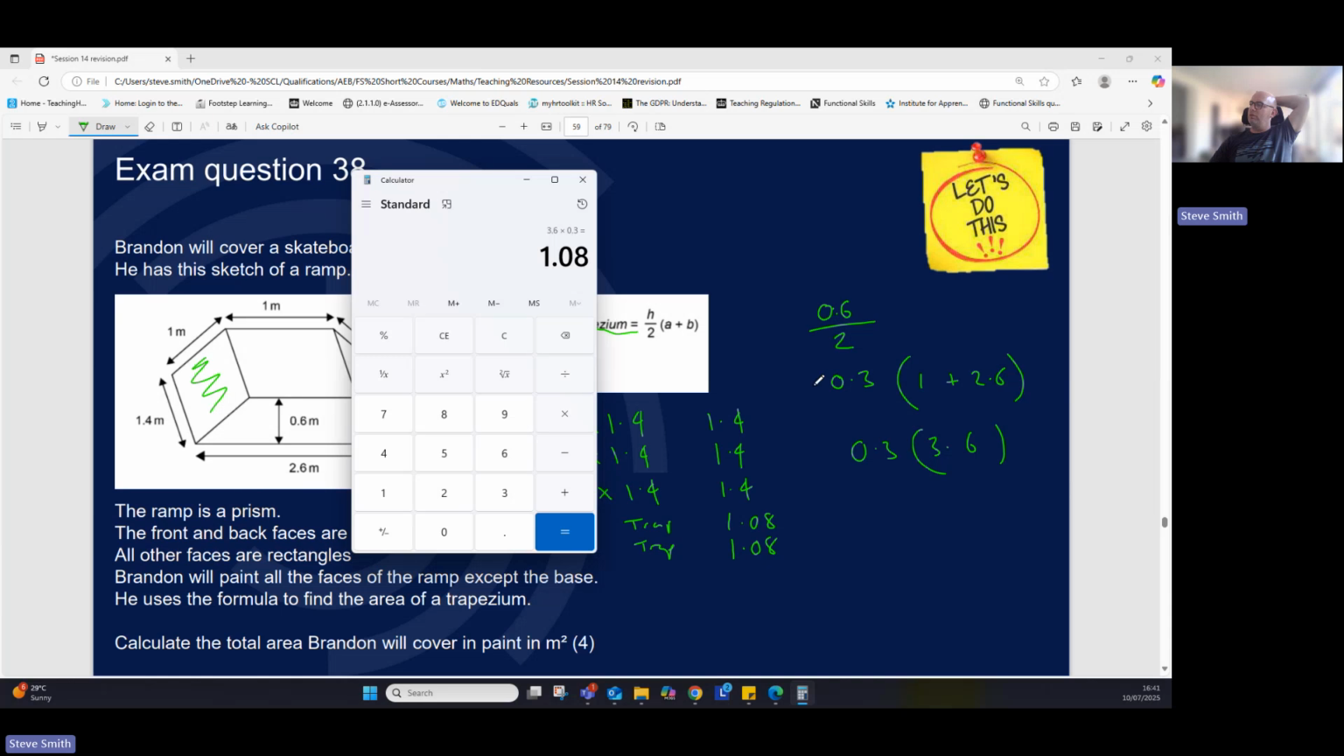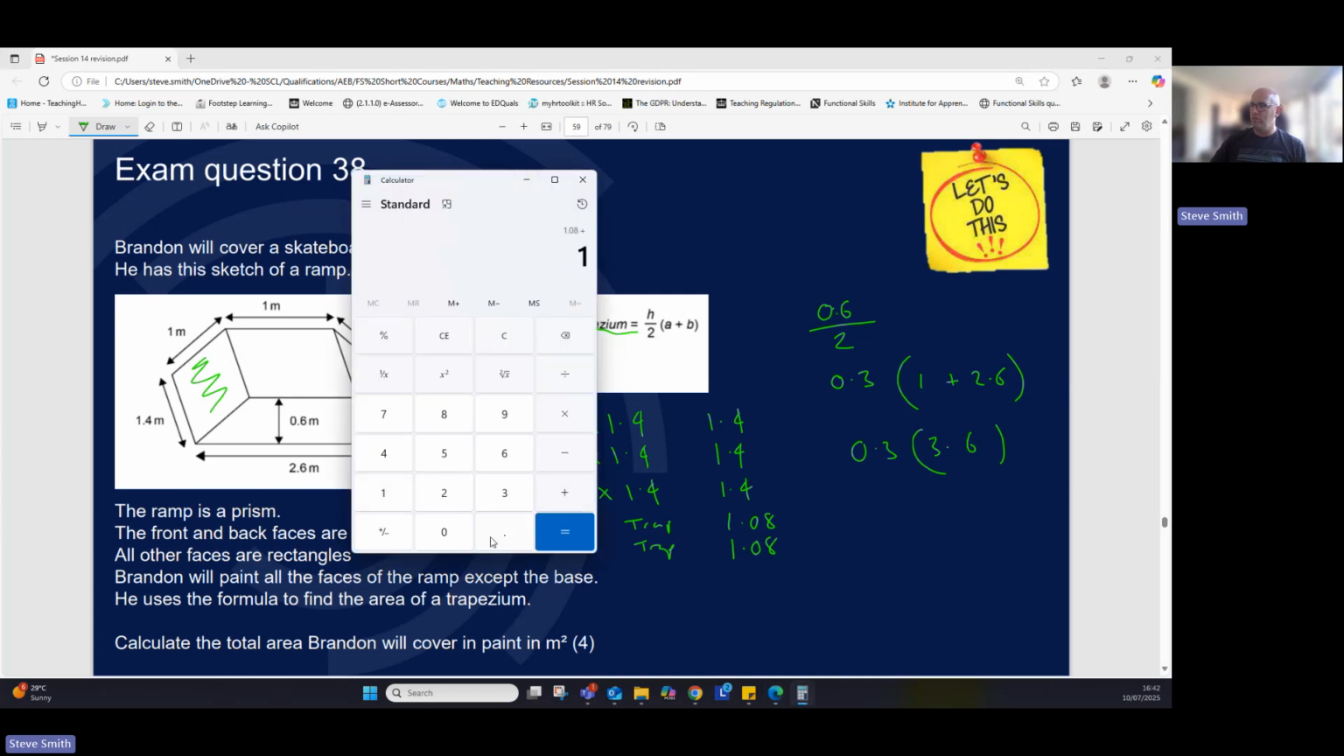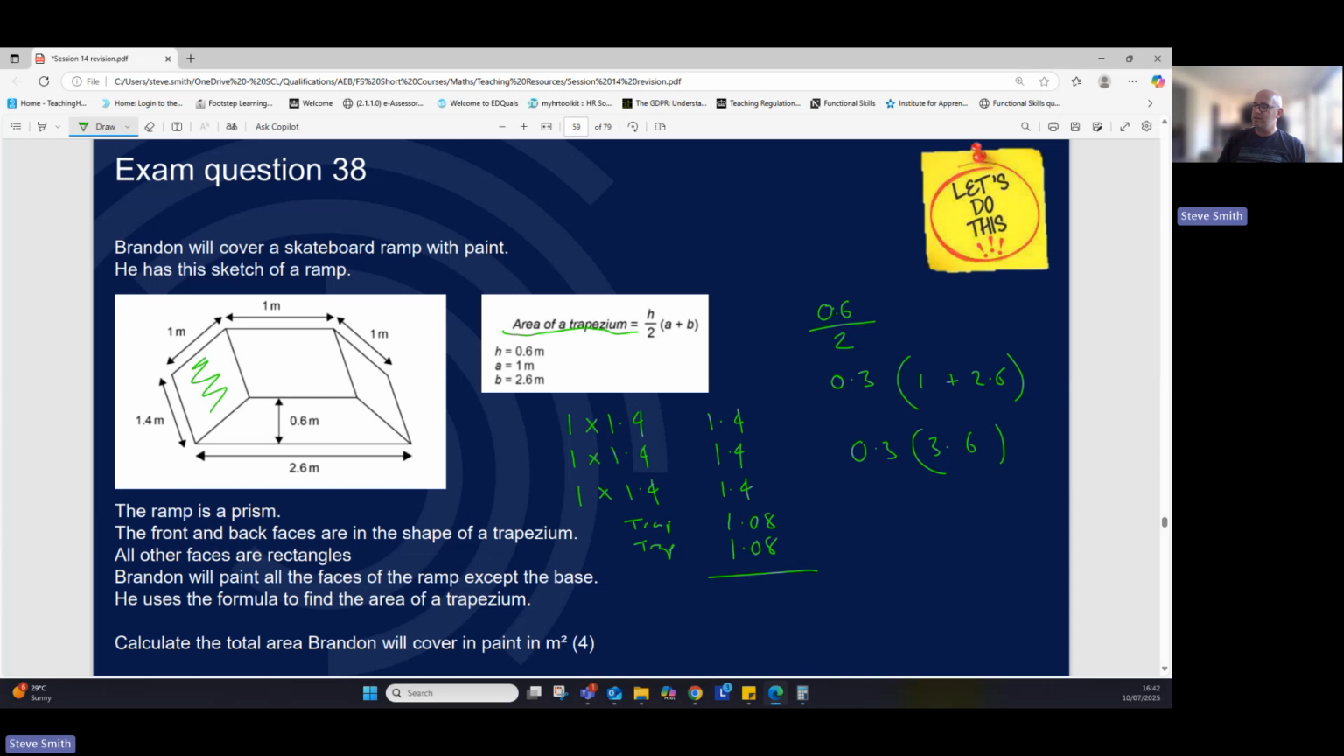3.6 times 0.3. Yeah, we did it right. I just had a weird feeling we'd done something wrong. And then we add them all up. We're going to go 1.08 add 1.08, add 1.4, add 1.4 and 1.4. So that's 3.8, 4.2. 4.2 equals 6.36.